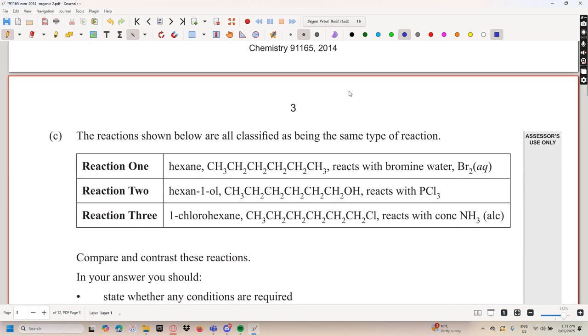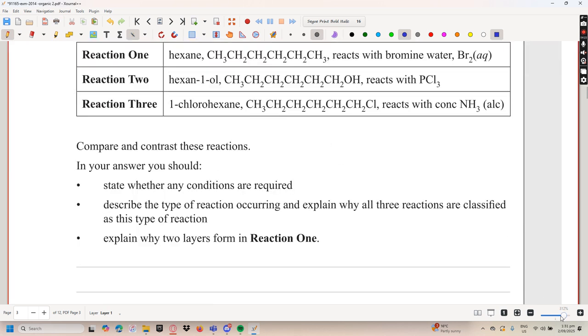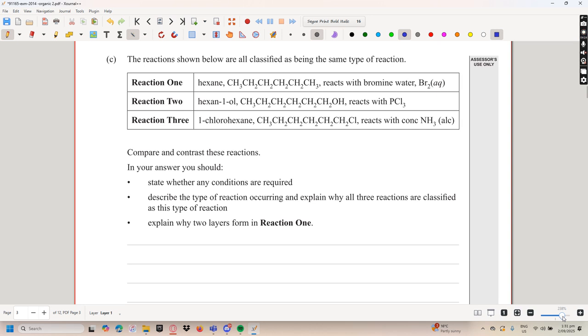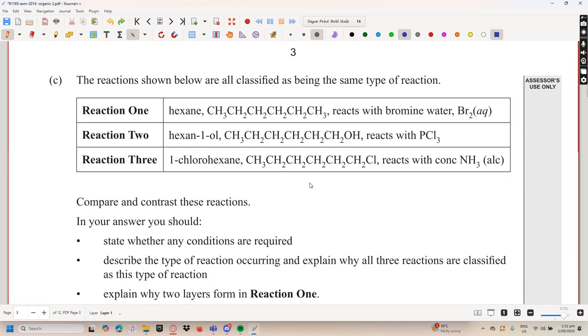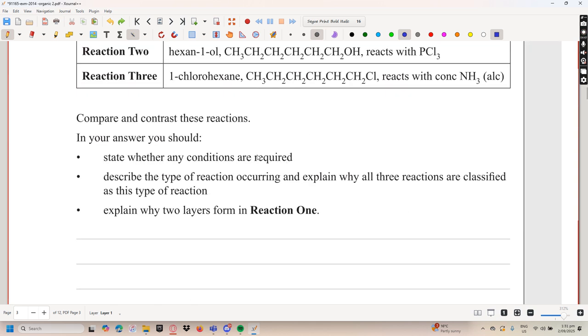Okay, the reactions below are all classified as being the same type of reaction. Just testing with size. That's fine. So we got hexane reacts with bromine water. Hexanol reacts with PCl3, 1-chlorohexane reacts with concentrated ammonia. So, describe the type of reaction occurring, state whether any conditions are required.